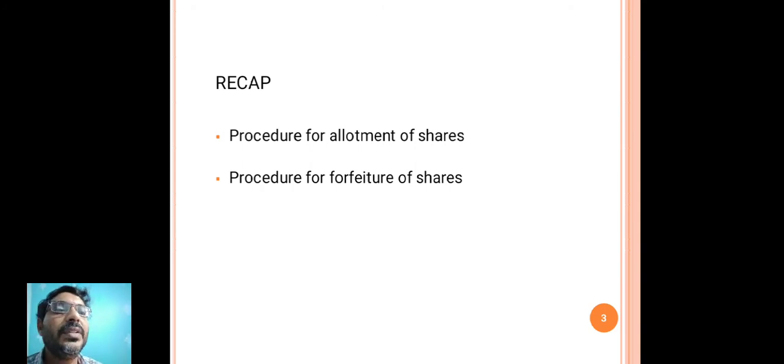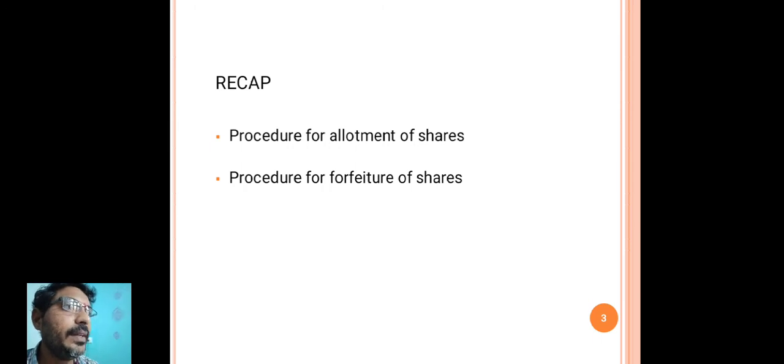Here is the procedure for allotment of shares. After the last date of receiving the applications from the public, the secretary or the board of directors shall conduct a meeting about the allotment of shares.